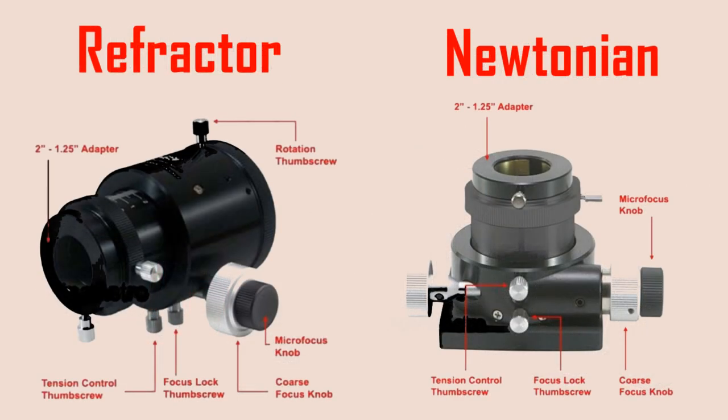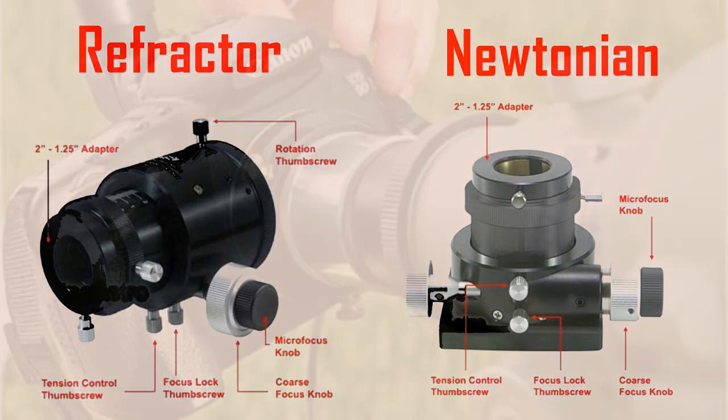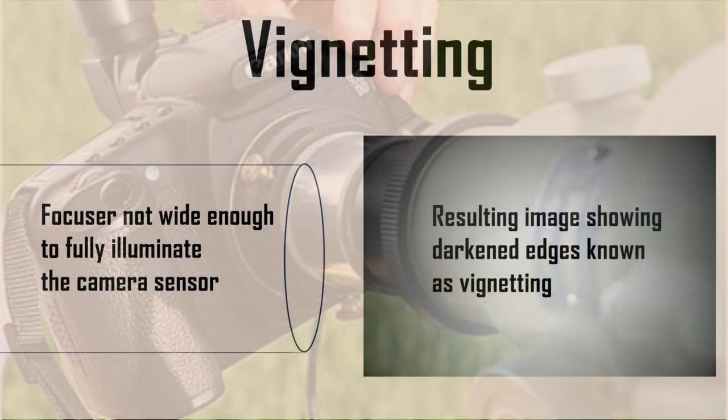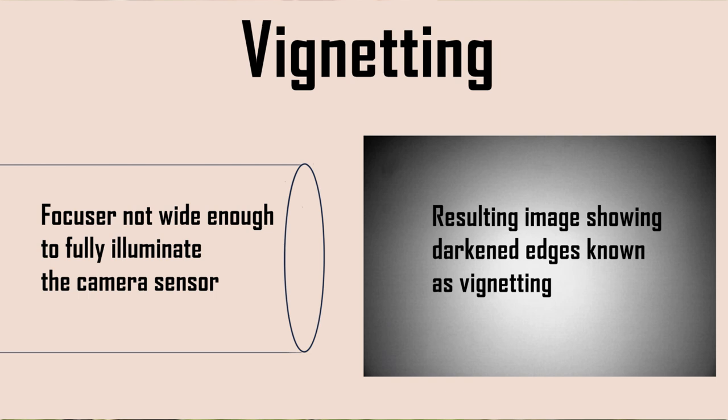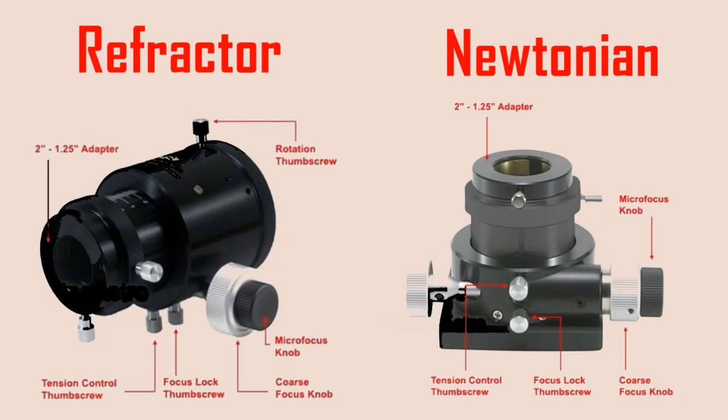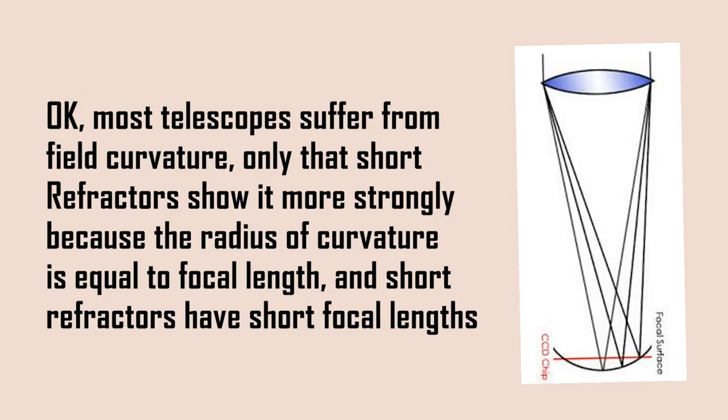Telescopes commonly have either a 1.25 or a 2-inch focuser, but there is a lot more to them than just that. So what should we look for in a focuser suitable for imaging? Well, we want it to be able to reach focus with a camera, we want it to be large enough to allow all the light through to the camera sensor so you don't get something called vignetting, which is kind of like darkening around the edges of the frame. And we want it to be strong so it doesn't slip and sag under the load of a camera as well.